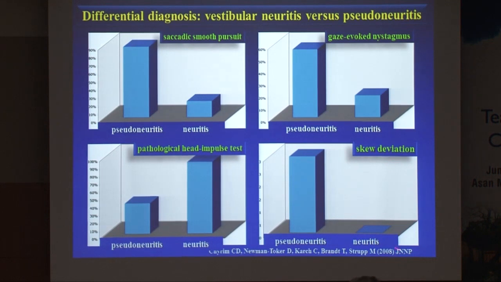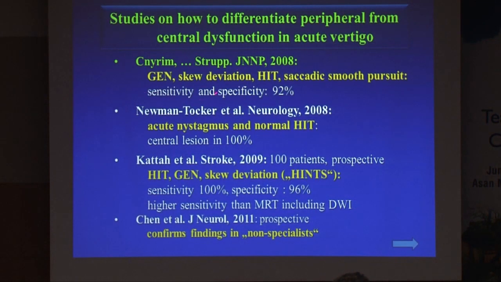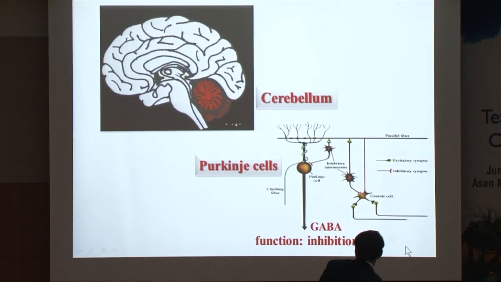In 2008, we already published that, putting all these findings together. So that was the first paper on this topic. Unfortunately, it's highly neglected because we did not use a fine acronym for that. Gaze-evoked nystagmus, skew deviation, head impulse, and saccadic smooth pursuit. Sensitivity and specificity were 92%, and all other studies just confirmed these findings. Keep these big five in your mind, and then you can differentiate peripheral from central.